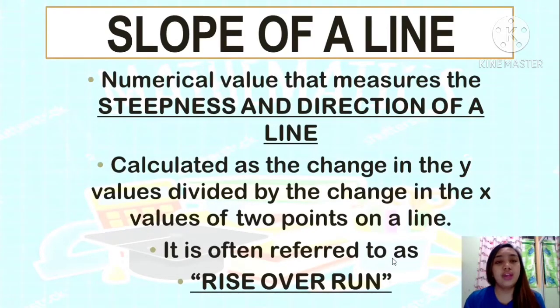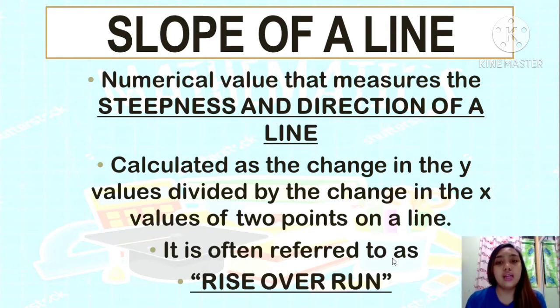So, let us define first what is slope of a line. This is a numerical value that measures the steepness and direction of a line. Meaning, sinasabi ng slope na ito kung gaano ka-steep, gaano kataas, or ka-baba, or saan bang papunta yung line. So, siya yung nagde-determine kung anong direction ba papunta si line.